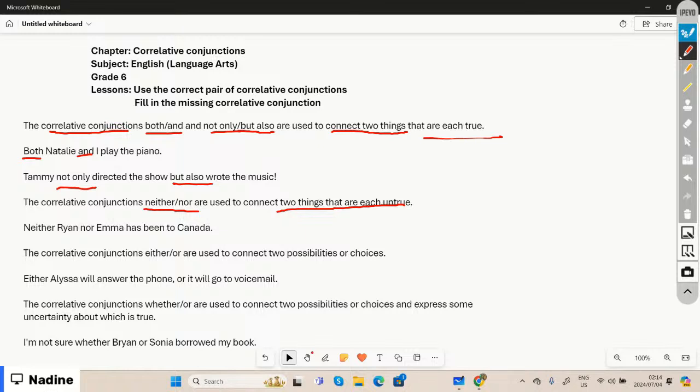All right, so we see that when we use the correlative conjunction neither nor, it is used to connect things that are each untrue. Untrue means that it is not true. If we look at the example, it says neither Ryan nor Emma has been to Canada, meaning that both of them haven't been to Canada.